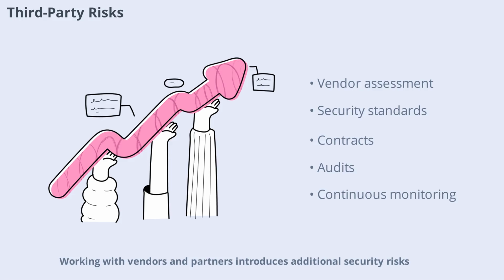Working with vendors and partners introduces additional security risks. Third-party risk management involves assessing the security practices of external organizations and ensuring they meet your standards. Contracts, audits, and continuous monitoring help mitigate these risks and protect your data.